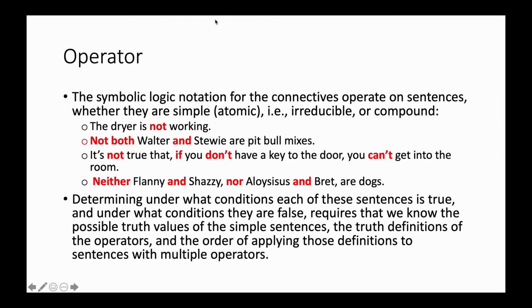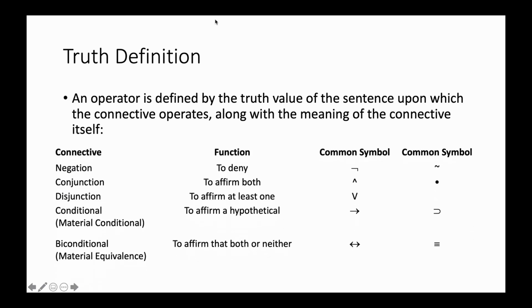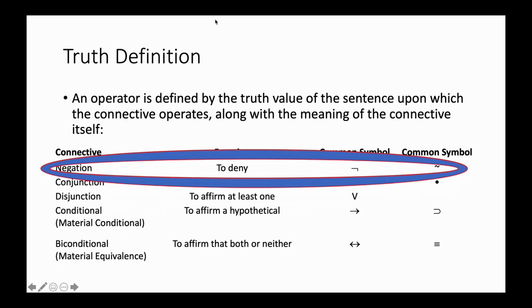Determining under what conditions each of these sentences is true and under what conditions each is false requires that we know the possible truth values of the simple sentences, along with the truth definitions of the operators and the order of applying those definitions to sentences with multiple operators. And of course, here our focus is on the negation. So what do we know about the negation? That its function is to deny. So the way the negation operates is to reject the sentence that it is negating.